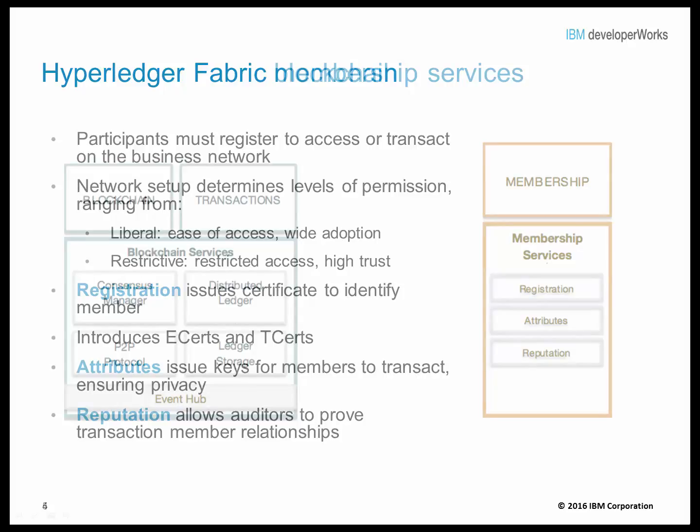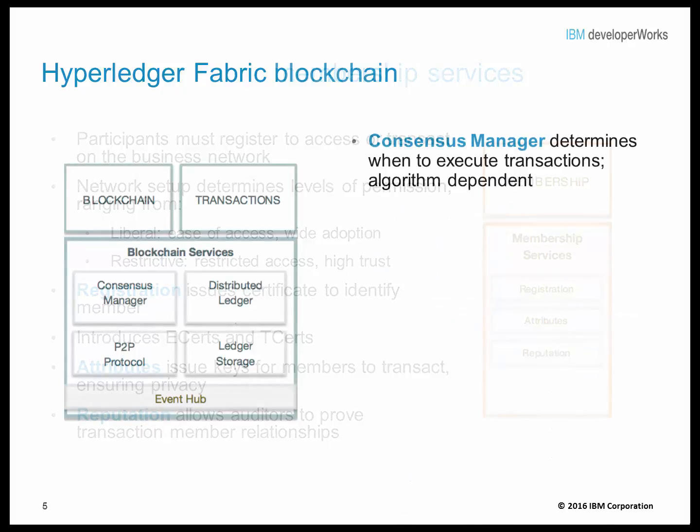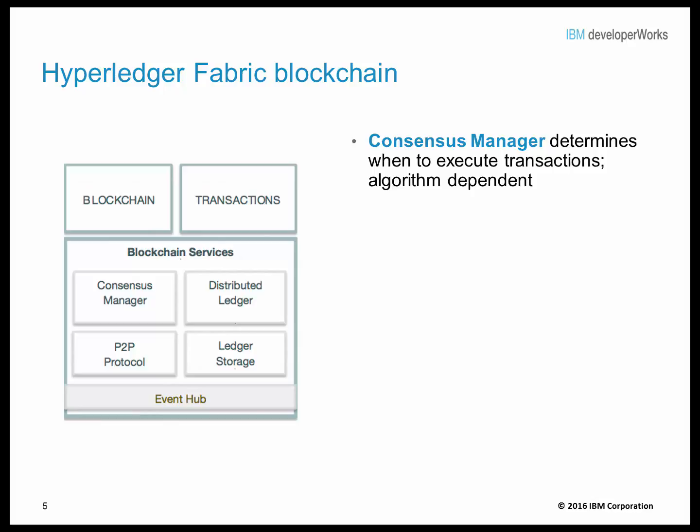Now let's talk about the four key components in blockchain services: consensus manager, distributed ledger, P2P protocol, and ledger storage. First, let's talk about consensus manager.